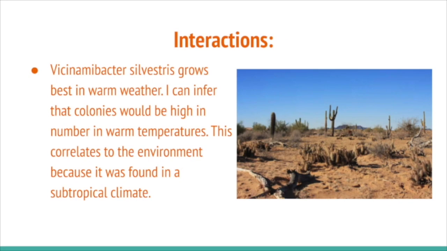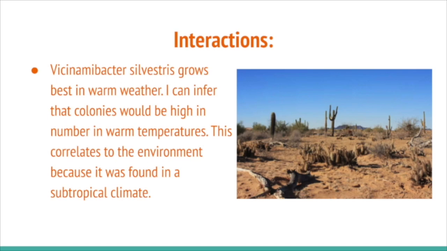Bacillobacter sylvestris grows best in warm weather. I can infer that colonies will be high in number in warm temperatures. The microbe can survive in different climates because of the nitrous oxide that they produce. Although the soil doesn't contain as much moisture as other soils, the microbes living in this environment have adapted to this and have the ability to survive and thrive in a sandy one.